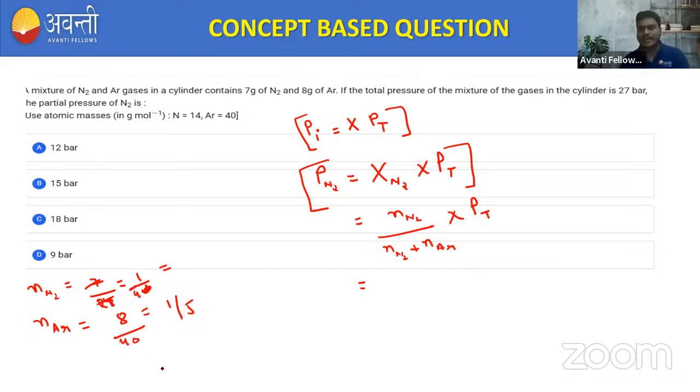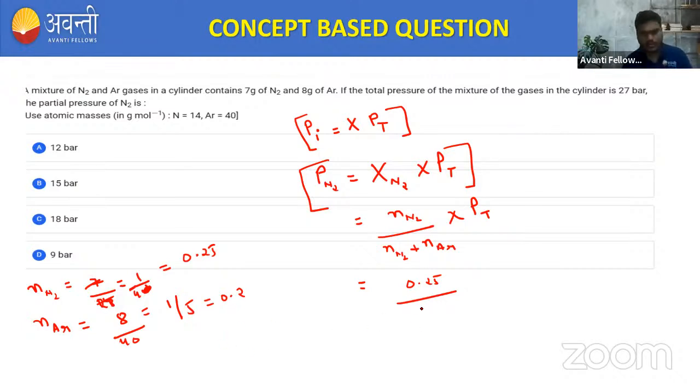It will be 28 for N2, right? N2 is nitrogen, dinitrogen. So 28 is the molecular mass. So this value will come to 0.25, and 1/5 we can write as 0.2. So just put the value here. So for N2 the value is 0.25, and below it is 0.25 plus the number of moles of argon, that is 0.2.